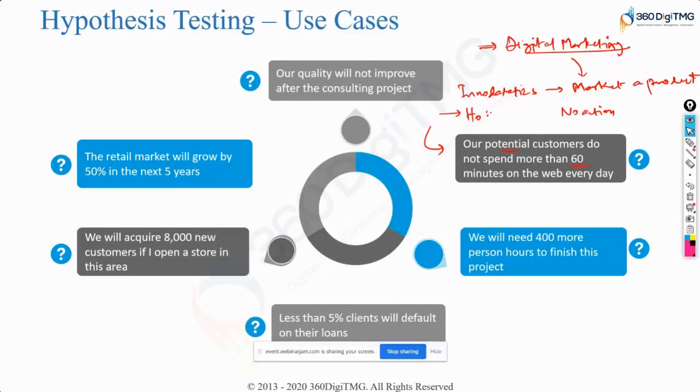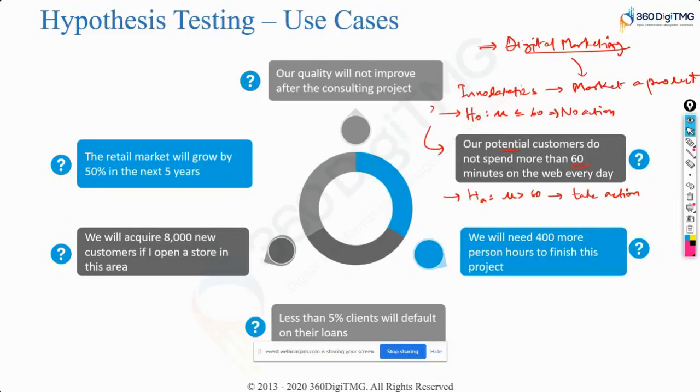Null hypothesis: no action would occur when your data scientist team finds evidence that, on average, every day the potential customers are not spending more than 60 minutes on the internet. In this case, there is no point doing digital marketing, right? So I would reject that idea. But if my data scientist team finds an average of greater than 60 minutes that our potential customers are spending on the internet daily, then I'll say yes, go ahead. I'll give approval for doing the digital marketing.